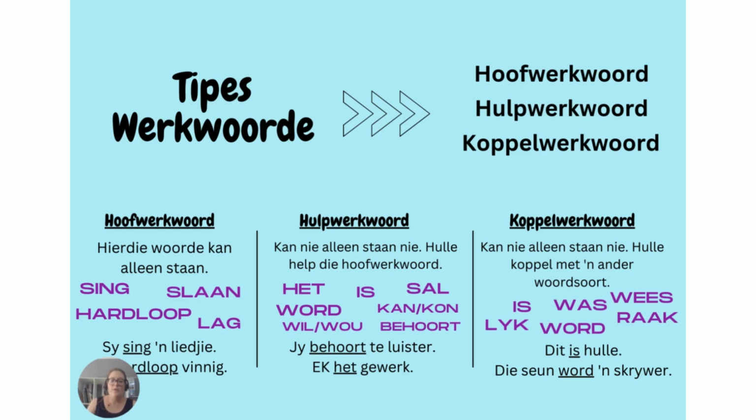En dan jou koppelwerkwoord kan ook nie alleen staan nie. Hulle koppel met 'n ander woordsoort. So dit is hulle. Die seun word 'n skrywer. So as jou is, jou was, jou wees, jou lyk, jou word, jou raak. So this is all examples of the different types of verbs, werkwoorde.